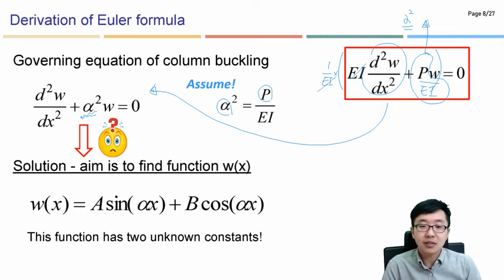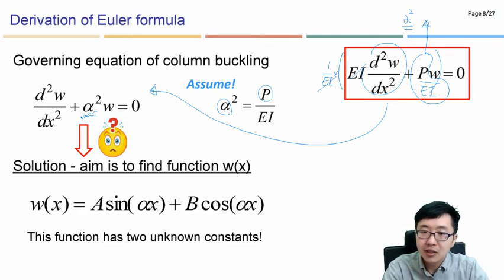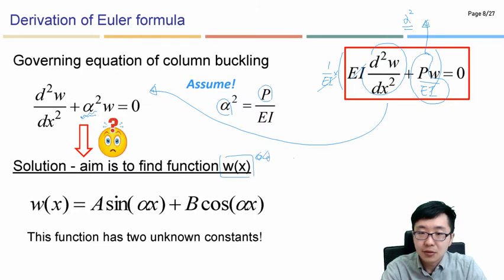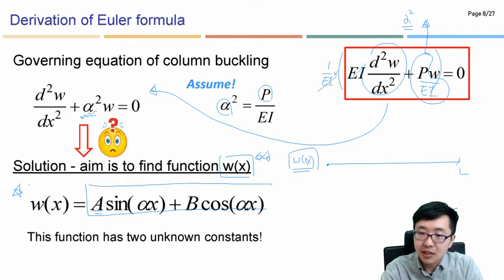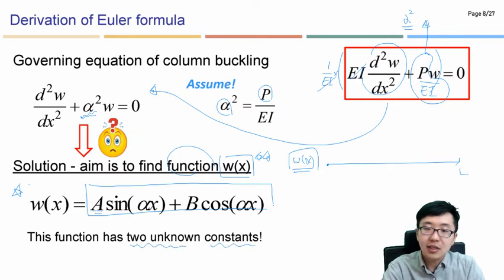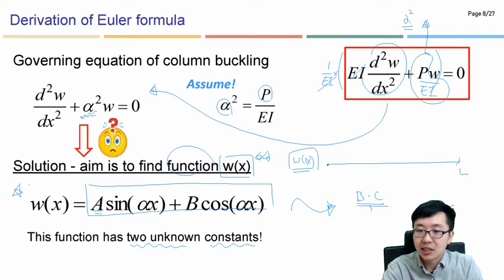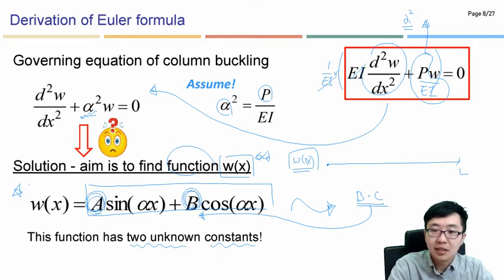W is actually deflection, and the deflection along the length of the column can be represented by W of x. So we want to know the deflection function along the length of the beam or column. So in this case, we can assume that this equation can be utilized to find the function. Two unknowns, constraint, and the next step is we need to think about boundary conditions, because we have to determine those two unknowns A and B, right?